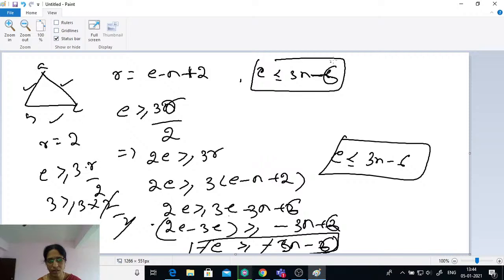Divided by 2, 3 greater than or equal to 3.